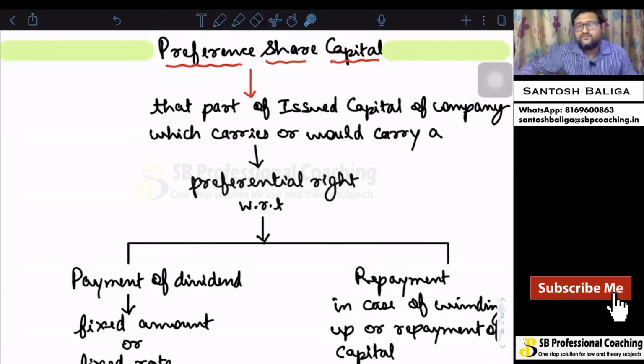Did you know about this? If you have not known about this, we will understand these smaller points in this very short lecture about preference share capital with respect to chapter 4 for share capital and debentures.